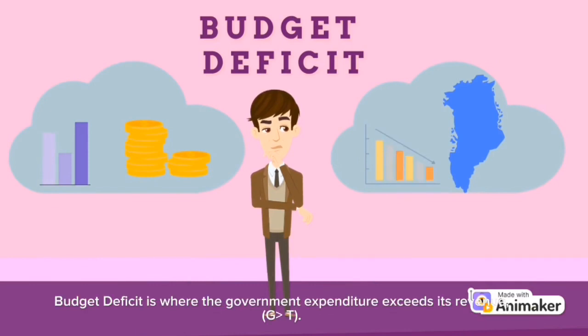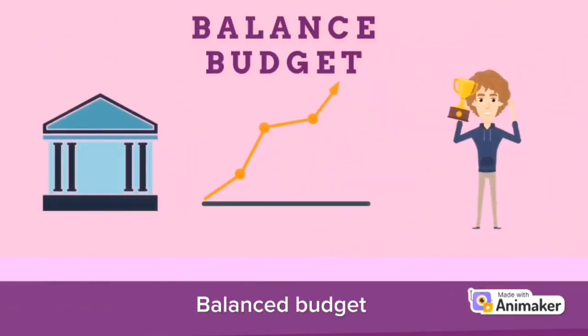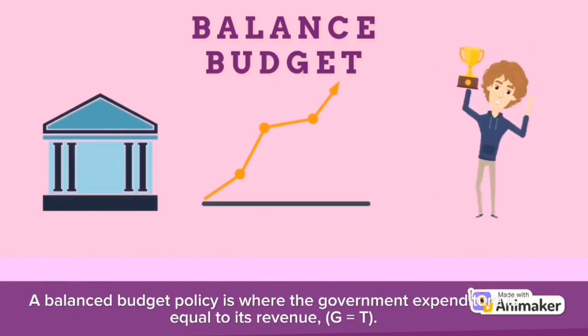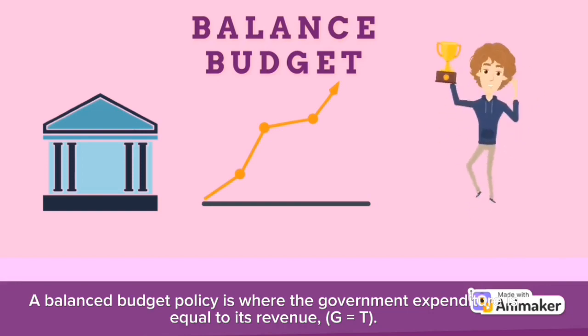Deficit budget. Budget deficit is where the government expenditure exceeds its revenue, G greater than T. Balanced budget. A balanced budget policy is where the government expenditure is equal to its revenue, G equals T.